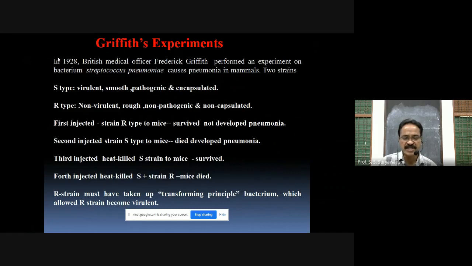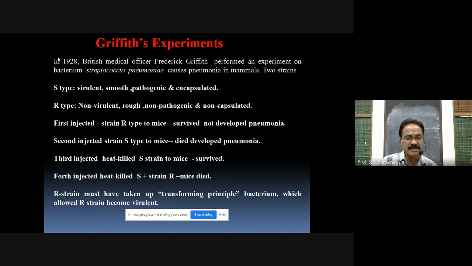especially on mice, a group of mice. He injected them with the different bacteria. For that experiment he chose Streptococcus pneumoniae. In the previous book it was Diplococcus, now it is Streptococcus pneumoniae. Streptococcus is the generic name and this is the bacteria.